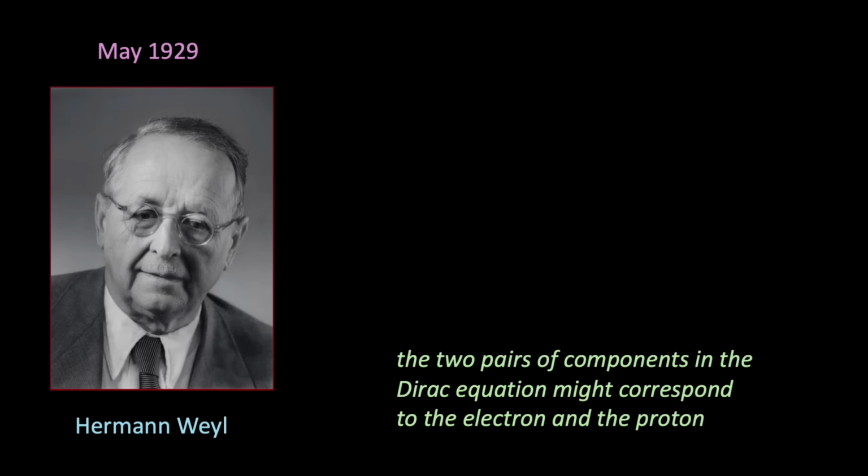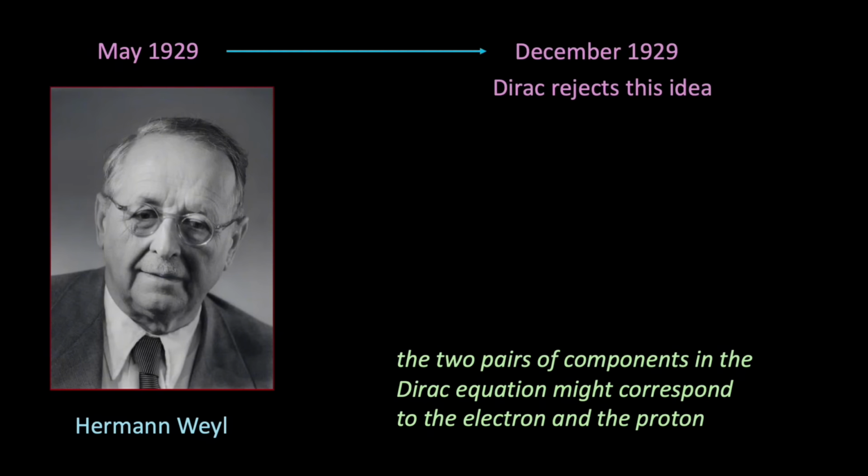In May 1929, mathematician Hermann Weyl suggested that the 2 pairs of components in the Dirac equation might correspond to the electron and proton. But by December of the same year, Dirac had rejected this idea, pointing out that if an electron transitioned from a positive to a negative energy state, it would violate charge conservation. A proton has positive charge, while an electron is negative. Instead, in 1930, Dirac proposed a far more radical idea.